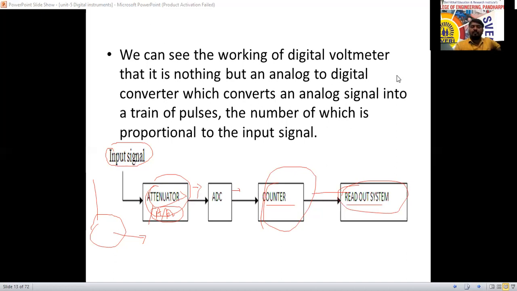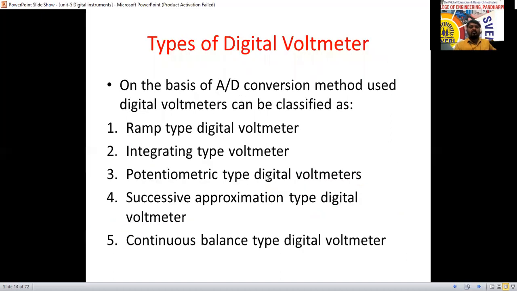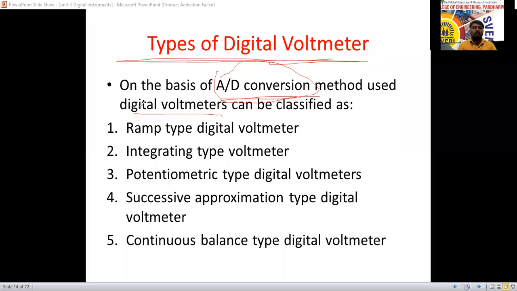Now, there are 5 types of digital voltmeters, based on their operation and on the analog to digital conversion method, that is, how they convert analog to digital. Based on that, digital voltmeters are classified into 5 types: ramp type, integrating type, potentiometric type, successive approximation type, and continuous balance type.